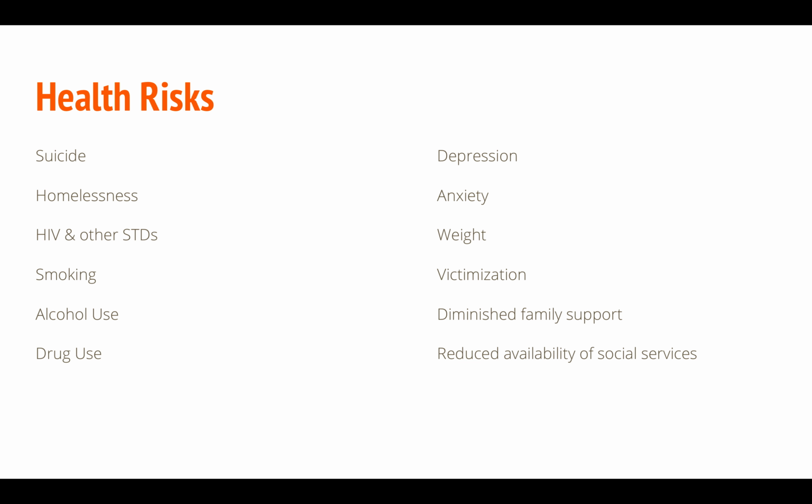There's a higher rate of unhealthy weight control and unhealthy weight perceptions. Transgender individuals, in particular, have a high prevalence of victimization and suicide. Elderly LGBT barriers include isolation, diminished family support, a reduced availability of social services, and discrimination from peers in communal housing.